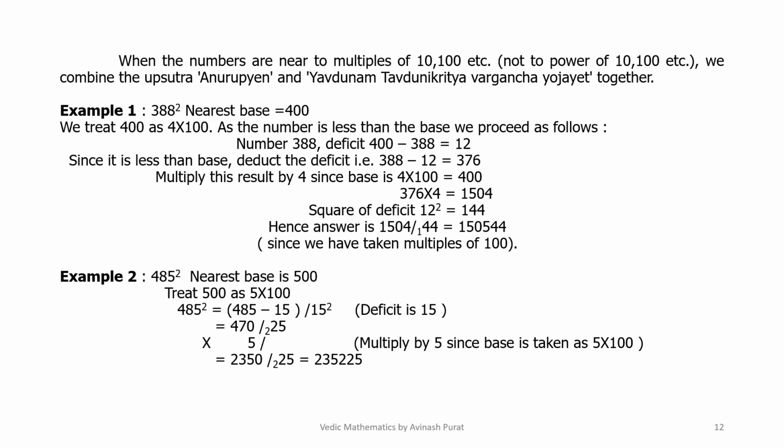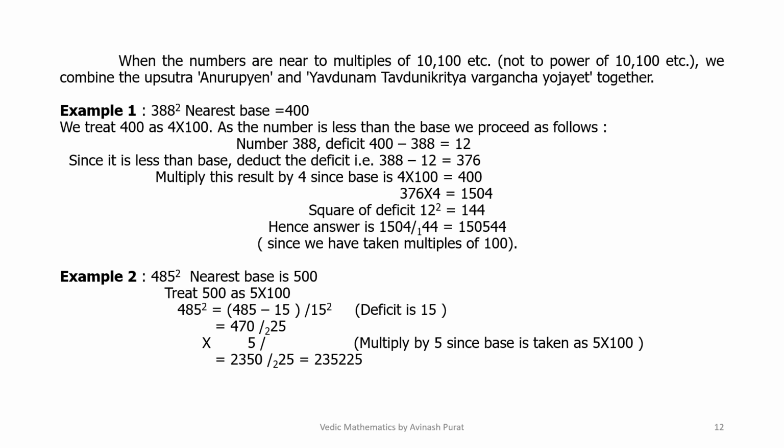When the numbers are near to multiples of 10, 100, etc., not to powers of 10, we combine the Upasutra Anurupyena and Yavadunam Tavadunikritya Vargamcha Yojayet together. Example, 388 square. The nearest base is 400. We treat 400 as 4 into 100. As the number is less than the base, we proceed as follows.